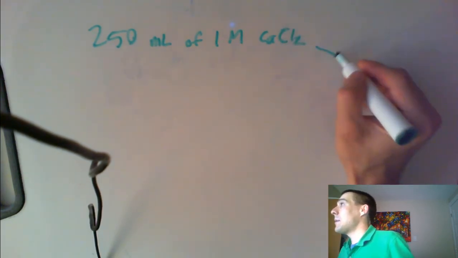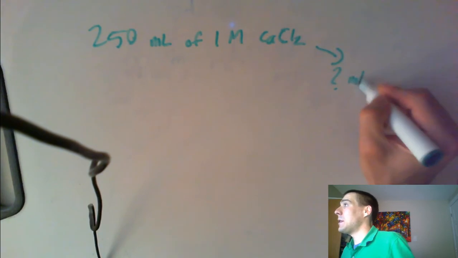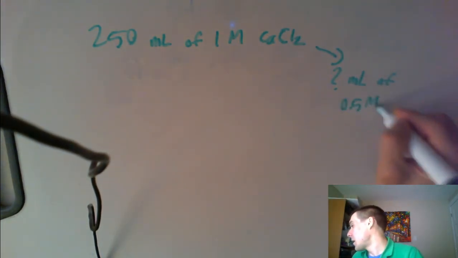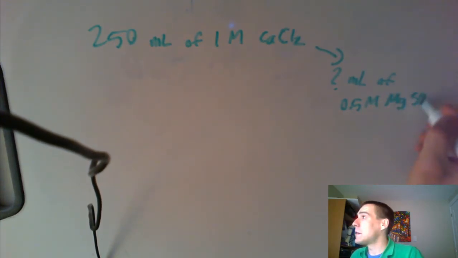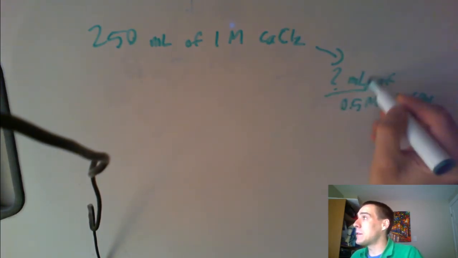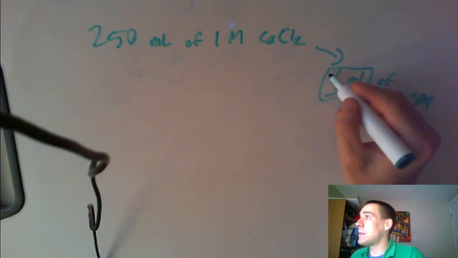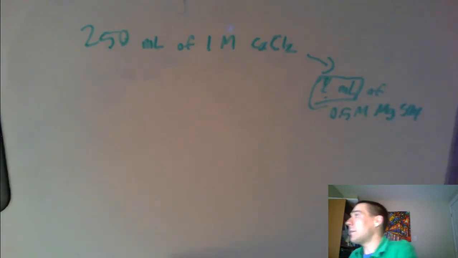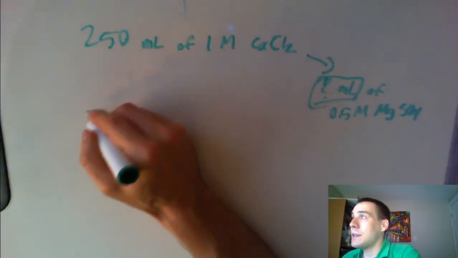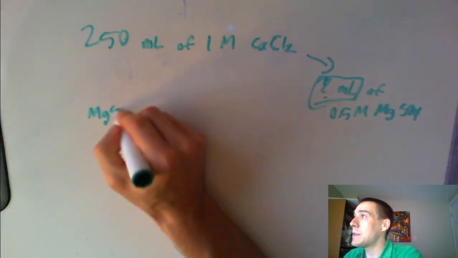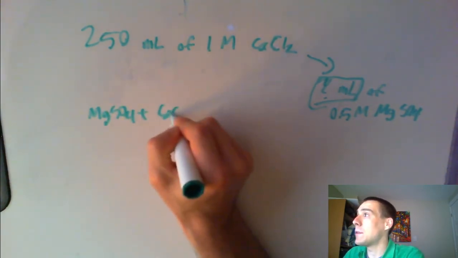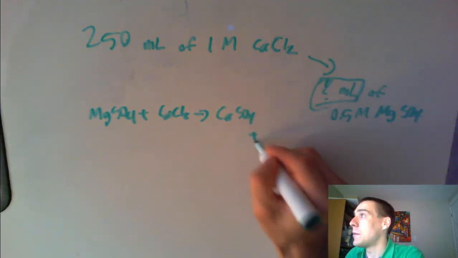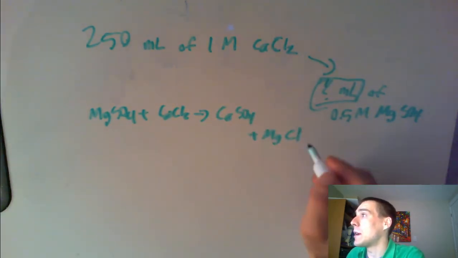And we want to know how many milliliters of 0.5 molar magnesium sulfate do we need? So how many milliliters is our question. The reaction is 1 to 1 to 1 to 1. It's magnesium sulfate plus calcium chloride becomes calcium sulfate plus magnesium chloride.